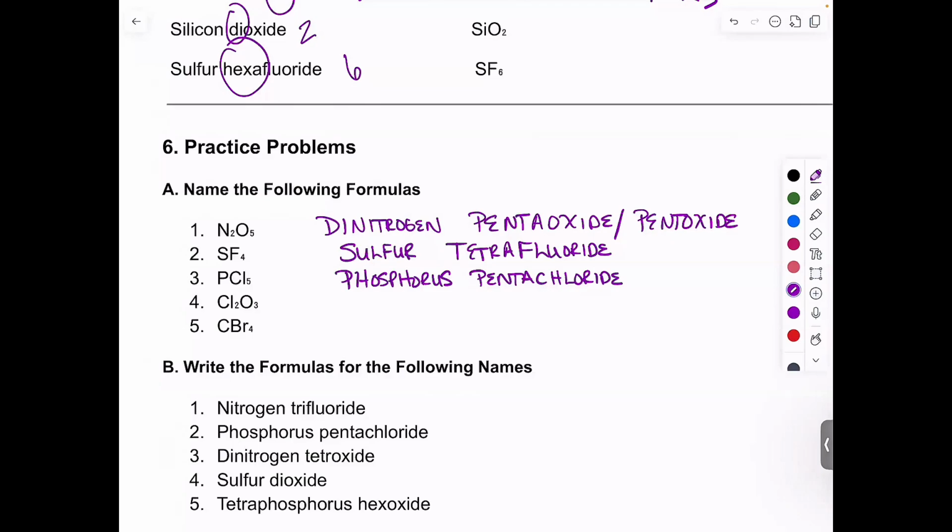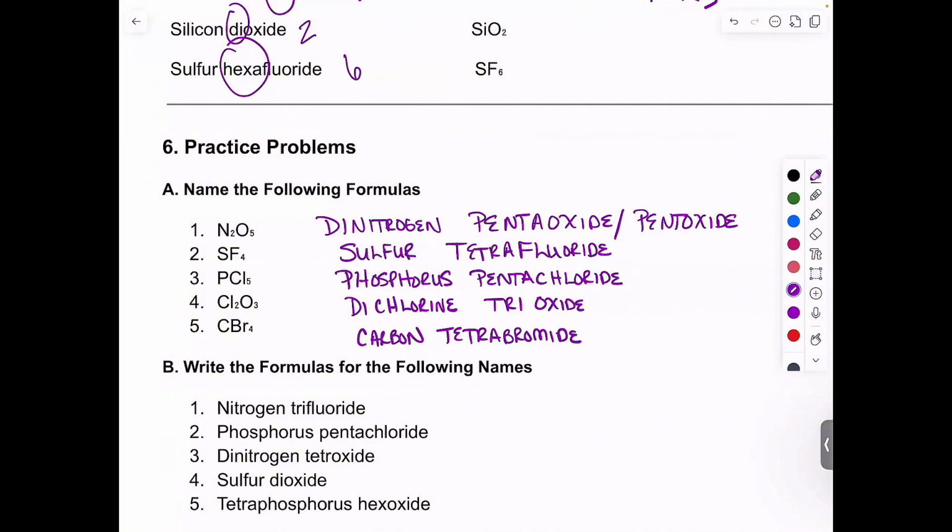Now we have Cl2O3, so we'll need di. So di for 2 of those chlorine atoms, and then tri. So tri for 3, and then oxide. Remember, these all have ides on the end for the second part. Last but not least, we have carbon. No mono needed. And then tetrabromide. So we have a carbon surrounded by 4 bromine atoms.